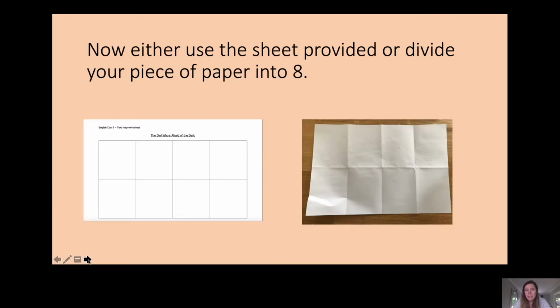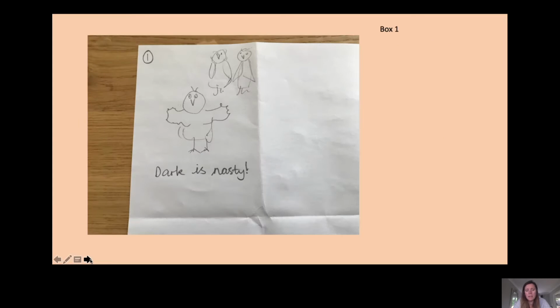Now, I hope you enjoyed the story. We are going to now get ready to draw our text map. So either use the sheet that I provided you, it's got the boxes on already, or you can divide your sheet into 8 boxes like this just by folding. If you find that tricky, get whoever you live with to help you. Okay, we're going to start by drawing our text map.